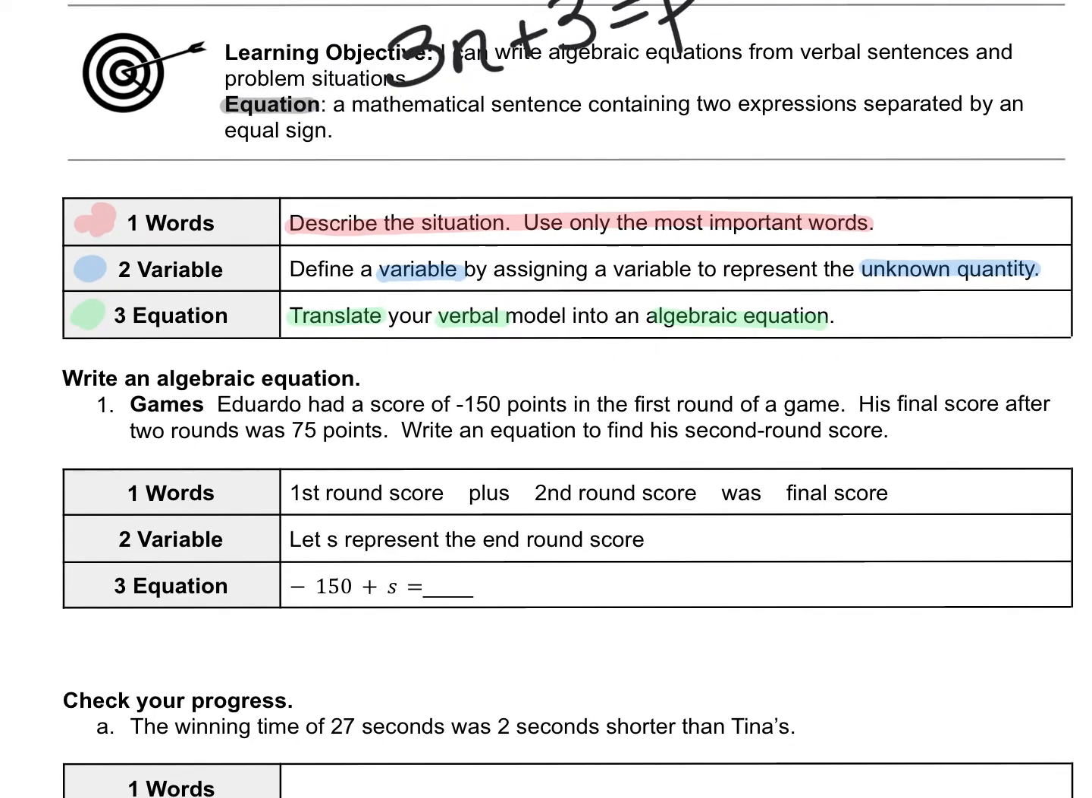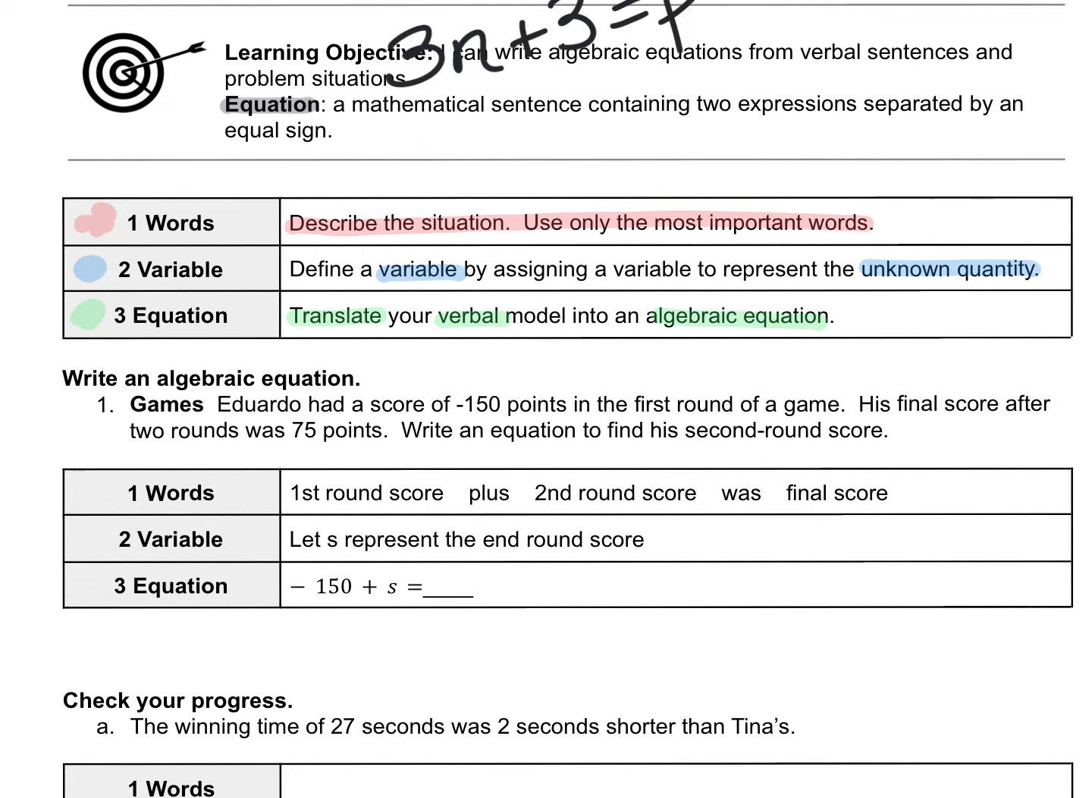So the first one says, let's write an equation for games. Eduardo had a score of negative 150 points in the first round of a game. His final score after 2 rounds was 75 points. We're going to write an equation to find his second round score.